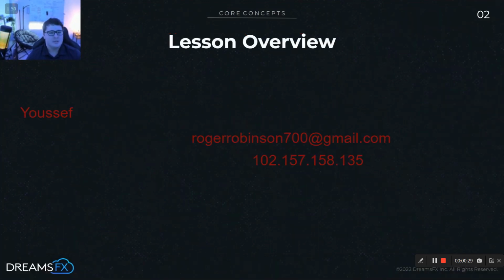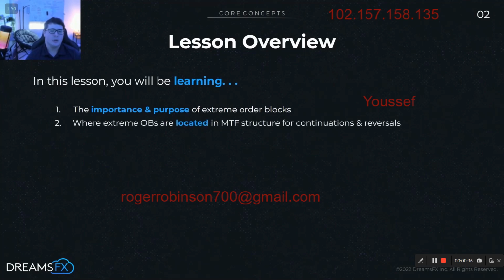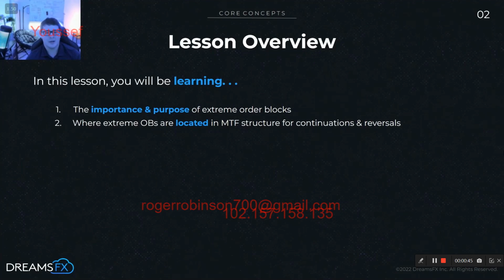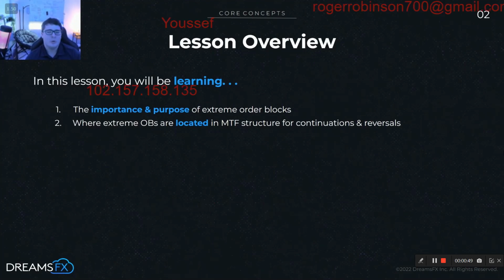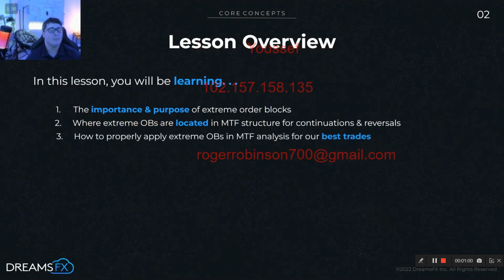All right, so in today's lesson, you guys are going to be learning the importance and purpose of extreme order blocks, where extreme order blocks are located in multi-time frame structure for both continuation and reversal trends. Identifying the structure properly is going to ensure that you are selecting the correct order blocks that are structurally aligned, that are going to be making new higher highs, new lower lows. There's only ever one order block that will be making new structure, and in this video we're going to be showing you the order blocks that do make new structure, which are extreme order blocks. How to further properly apply extreme order blocks in multi-time frame analysis for our best trades.